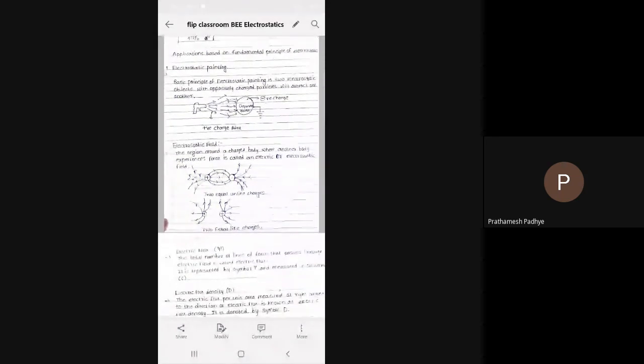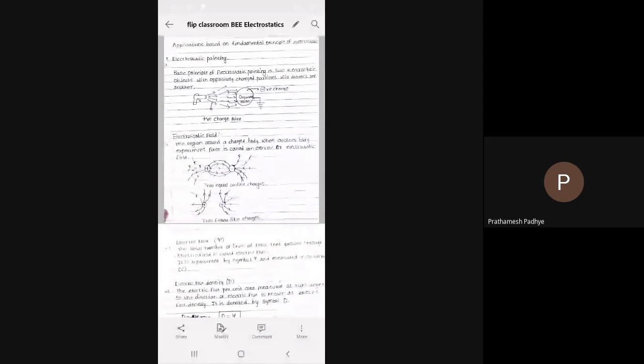The next part is applications based on the fundamental principle of electrostatics. Electrostatic painting is the first application. So what is electrostatic painting? As we know, painting means to paint a body. Here in electrostatic painting, we paint a body, but by the use of electrostatics. How? Here we use a principle that object.